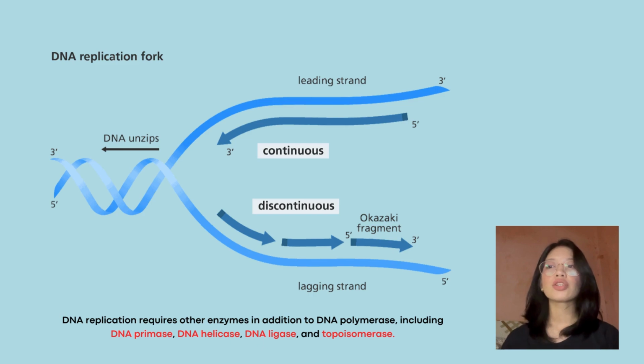The small fragments are called the Okazaki fragments. This term is named after the Japanese scientist who discovered them. The leading strand can be extended from one primer alone, whereas the lagging strand needs a new primer for each of the short Okazaki fragments. DNA replication requires other enzymes in addition to DNA polymerase, including the DNA primase, DNA helicase, DNA ligase, and the topoisomerase. We will understand this in the succeeding slides.